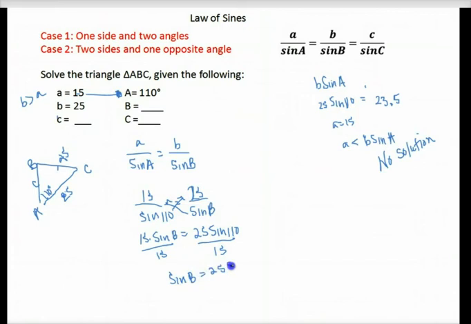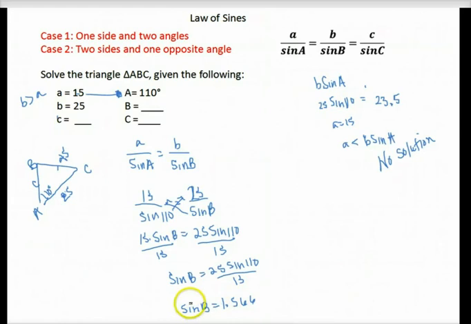And I get the sine of b equals 25 times the sine of 110 over 15. Now if I calculate this, 25 times sine 110 divided by 15, I get that the sine of b is equal to 1.566. Now right now you might go, oh wait a minute, we learned that a sine can never be greater than 1, so it must be no solution.